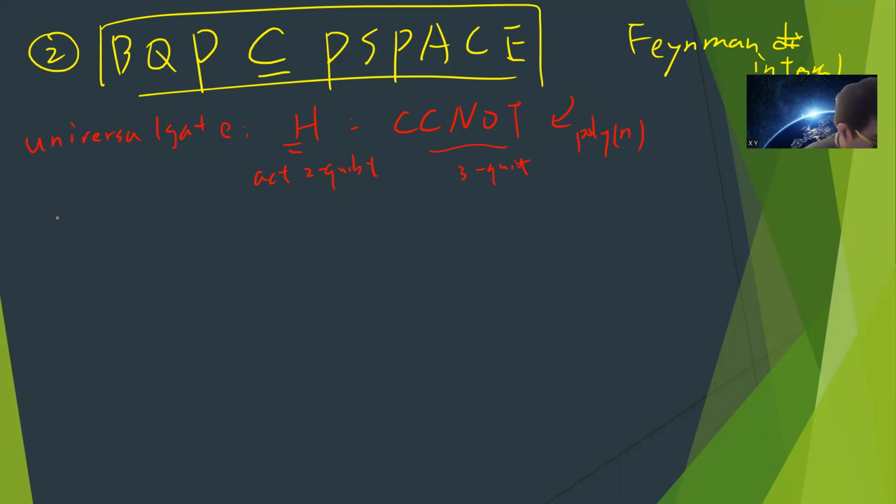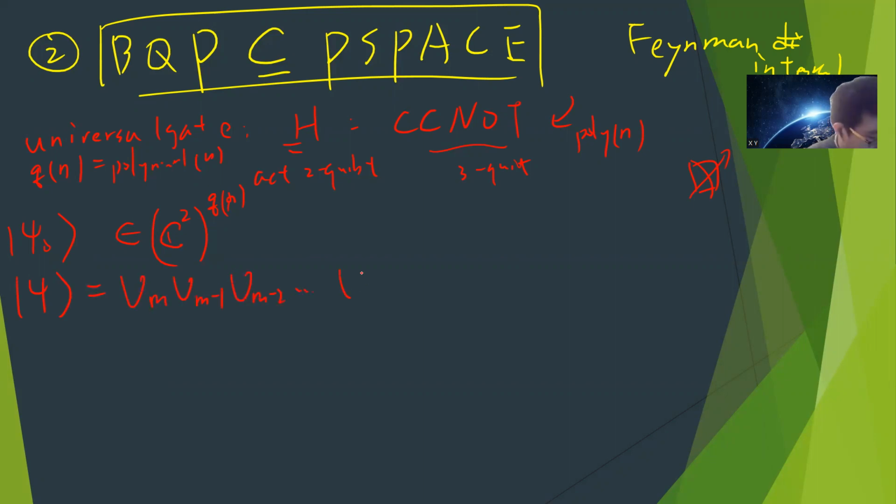Okay, so if we only care about the final results, then our initial state is psi 0 in the complex space C to the 2 to the q of n, where q of n is some polynomial of n. You start with polynomially many qubits, and you have your final state, which is U_T up to U_1 psi 0. And all these U_i belong to either the Hadamard or the CCNOT gate. So each U_i acts on at most 3 qubits.